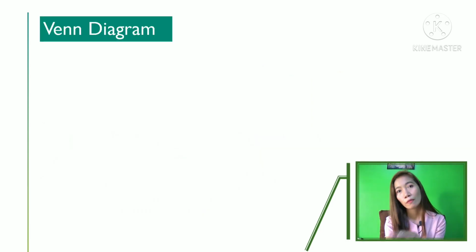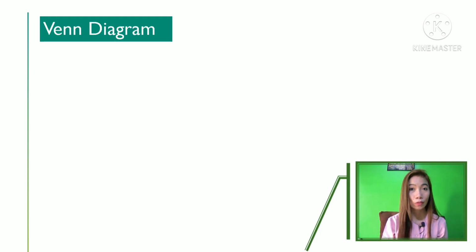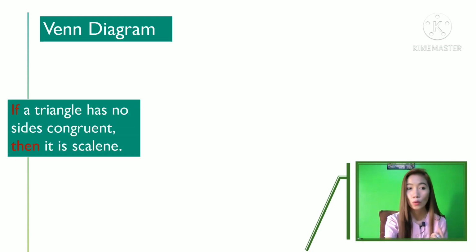We can also use a Venn diagram to illustrate a conditional statement. So balikan natin yung naging if-then form ng ating example number 1. So which is this one. So if a triangle has no sides congruent, then it is scalene. So paano natin siya ipapakita using a Venn diagram?